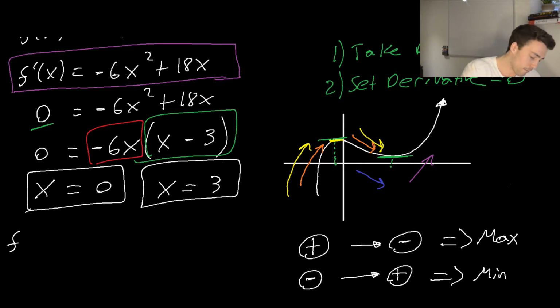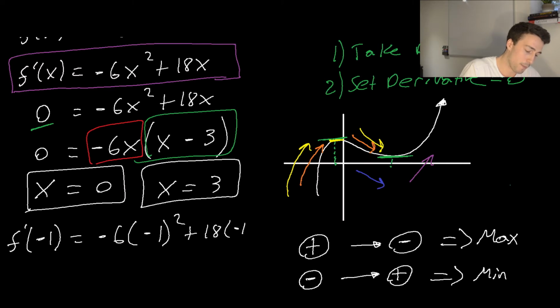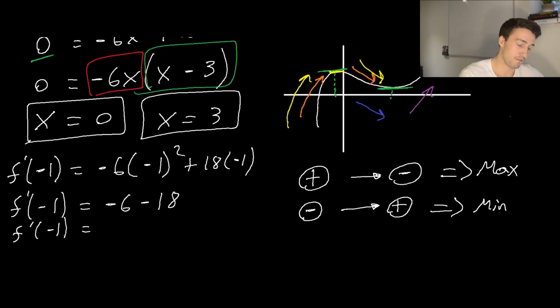So I'm going to plug in f prime at -1. This is going to be -6 multiplied by -1 squared plus 18 multiplied by -1. So this is going to be -6, and then this will be -18. So we get a slope at a value before our maximum point. This is going to be -24. This is a negative slope, so we're going this way before our maximum or minimum.